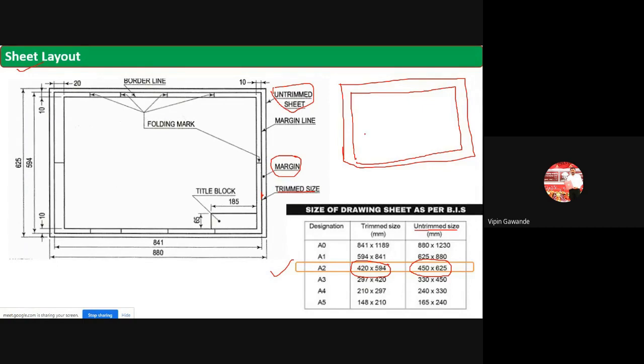Now when you purchase the sheet, these two rectangles are already there in the sheet. And there is a title block also there. So you don't have to draw anything, that is already there in the drawing sheet.